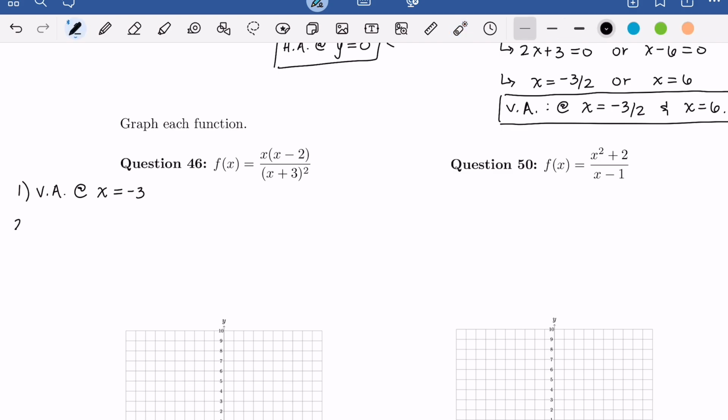Now for the second step, we want to find any horizontal or oblique asymptotes, and the way to do that is by looking at the degree of the polynomials in our numerator and denominator. So the first thing we're going to do is expand them. I'm going to distribute this x to both terms in the parentheses, so we have x squared minus 2x. In our denominator, we're going to FOIL this: x plus 3 times x plus 3 gives us x squared plus 6x plus 9. Now we can easily see the degrees of these polynomials, and notice we have the same degree in our numerator and in our denominator.